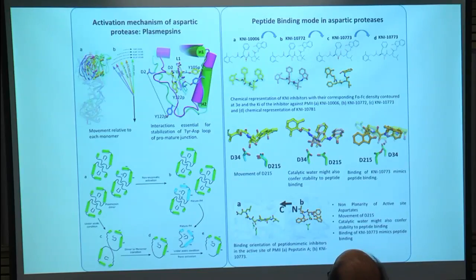With SAXS experiments we could prove that this forms a dimer, and even in the crystal packing, in all the structures that have been solved previously and that we have solved in our lab, we see that it forms a dimer.